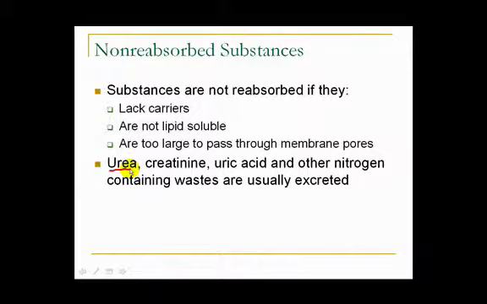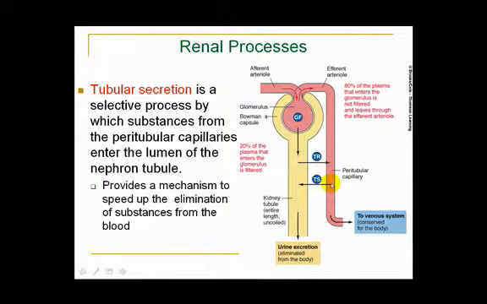Alright, so let's look at our third process. So we've talked about how you produce your filtrate, how it gets pushed into the lumen, and then how you reabsorb things back into the peritubular capillaries. And now we're going to talk about tubular secretion. It's a selective process, and you're moving things from the peritubular capillaries, from the blood, into the lumen of the nephron. Why would you now want to move things into the lumen? You already filtered it, so why would you move things here? Now the reason is it provides a mechanism to speed up the elimination of substances from the blood.